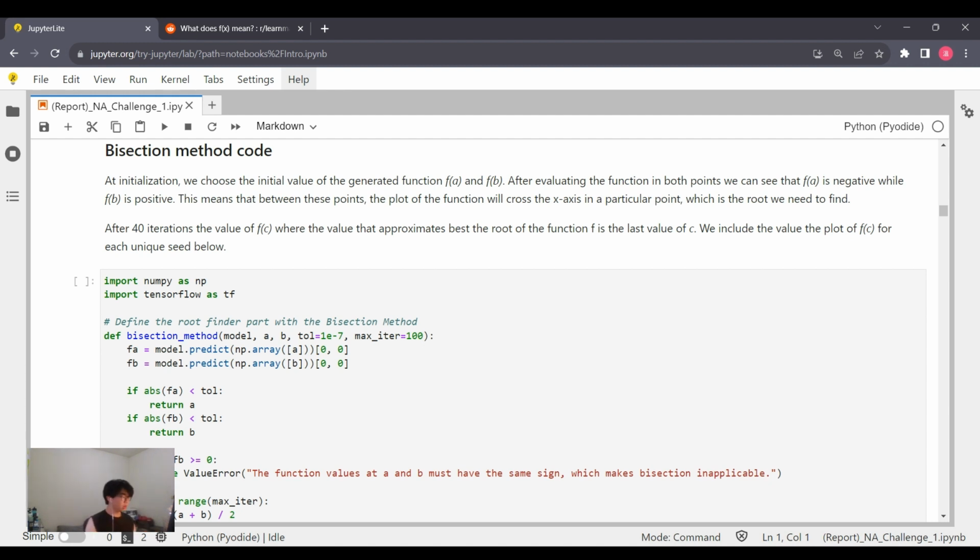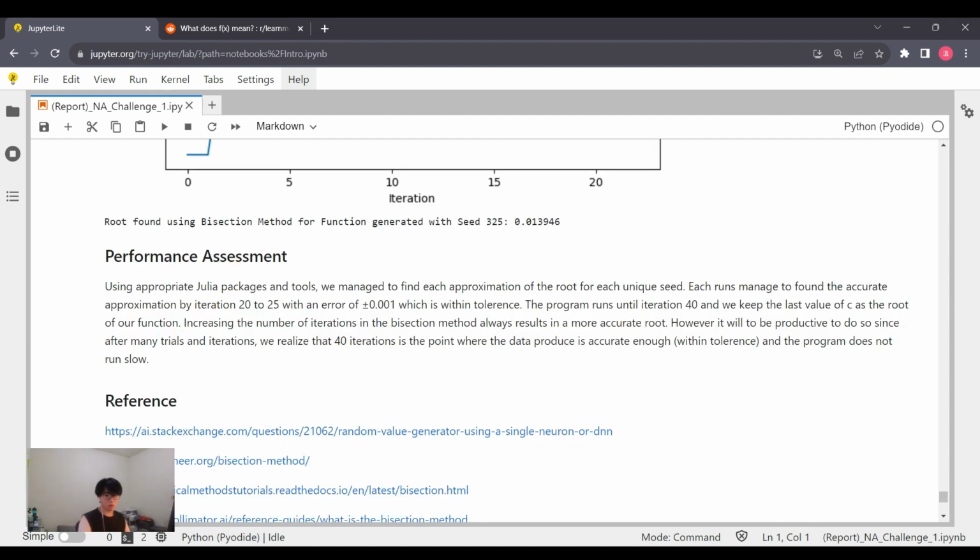After 40 iterations, we get fc, which is the best approximation of the root. We include the plot of fc for each unit set in the notes below. Using the appropriate Julia packages and tools, we managed to find an approximation of the root for each unit set. Each run managed to find an accurate approximation within tolerance.